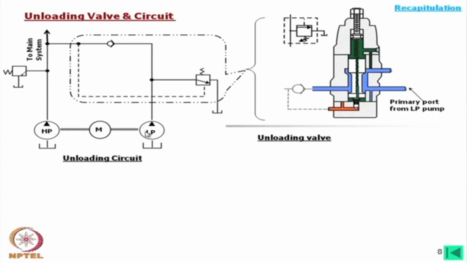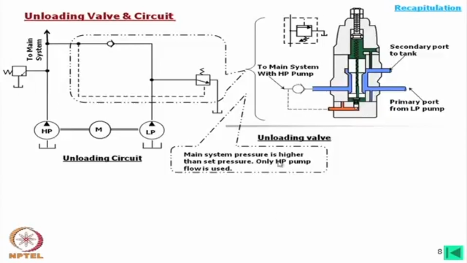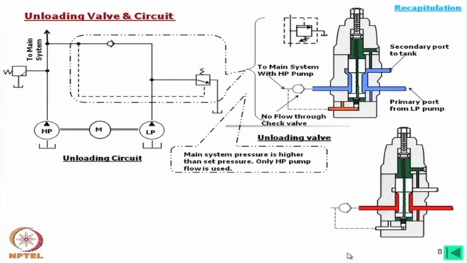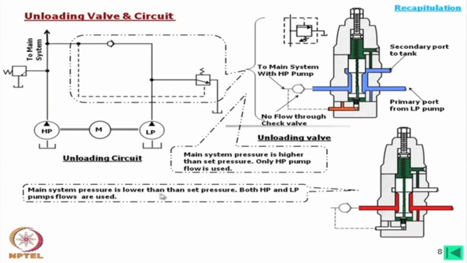So, together it is called unloading valve and this symbol is like this. This is the primary port, low pressure pump, this is the secondary port to the tank and this is main system with HP pump. Main system pressure is higher than set pressure, only HP pump flow is used. No flow through this check valve at that condition. So, this is another view. Main system pressure is lower than set pressure, both HP and LP pump flow are used.